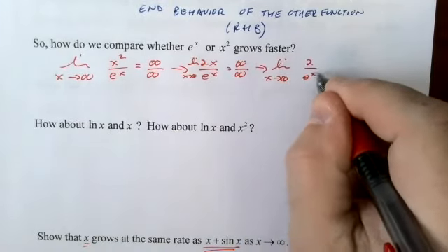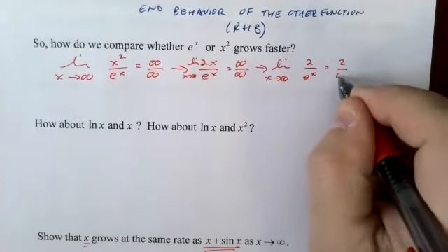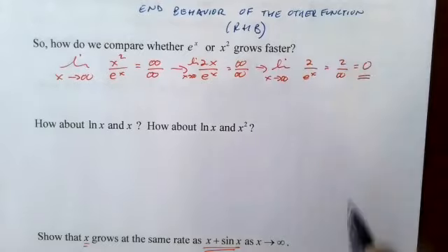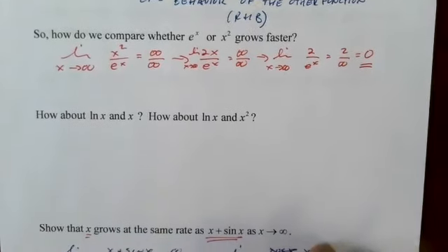2 over e to the x is 2 over infinity, which is 0. All right, so you can say that e to the x grows faster than x squared, which is what I showed on the original graph. How about ln of x and x?